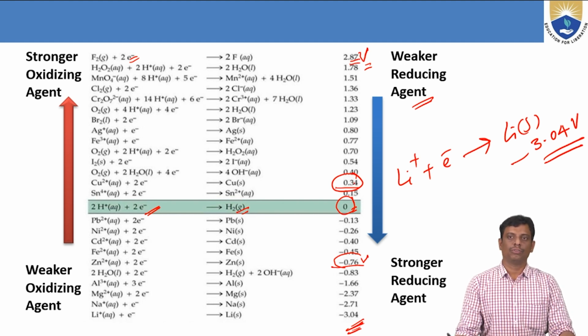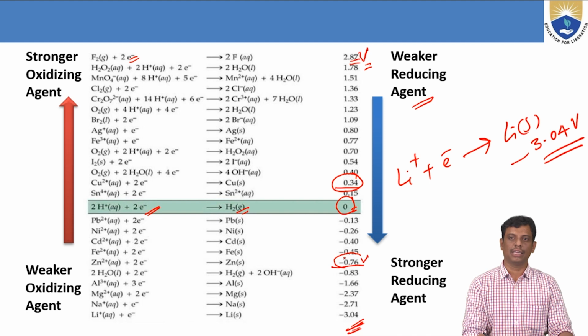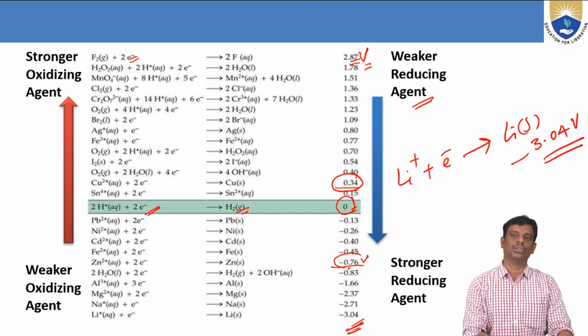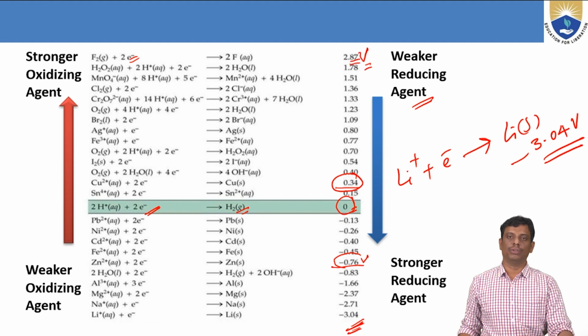Zinc, with the potential of minus 0.76, is the stronger reducing agent, because zinc reduces the copper. That's why the copper electrode acts as the cathode, and the zinc electrode acts as the anode. Due to the potential, we can easily identify which metal is going to reduce the other. This is the electrochemical series, also called the activity series and the electromotive series.